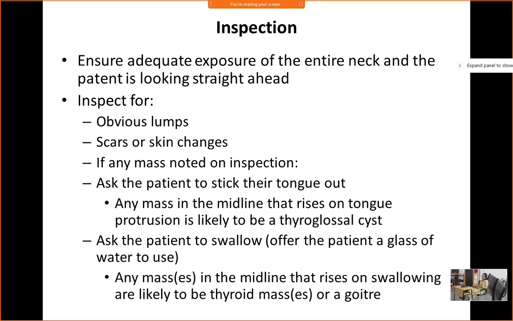If there is a mass which can be noted on inspection without even touching the patient, you ask the patient to stick their tongue out. Any mass in the midline that rises on tongue protrusion is likely to be a thyroglossal cyst. Then, if there is a mass noted on inspection, the next step is to ask the patient to swallow. Sometimes you even have to offer the patient a glass of water for proper appreciation of the movement of the swelling on swallowing. If there is any mass in the midline that rises up and down on swallowing, these are likely to be thyroid masses or, in general, a goiter.